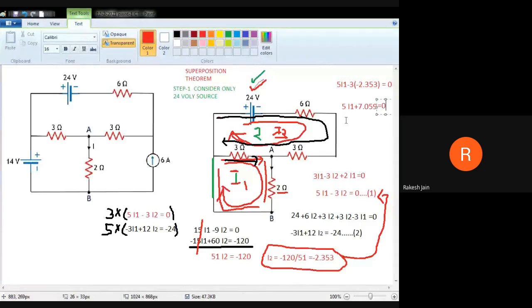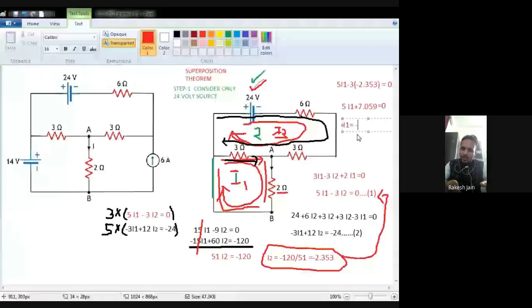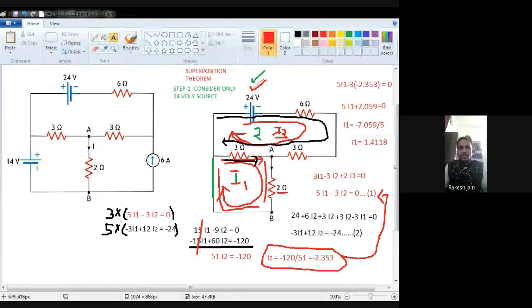Just multiply the constant of I1 in equation number 2, that is 3. Don't consider plus or minus. So multiply the above equation by the constant of the lower equation. The constant of the upper equation of I1 is 5. So multiply this lower equation by 5.